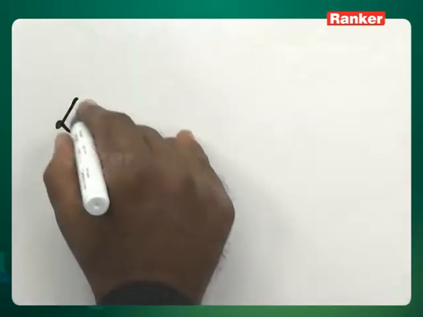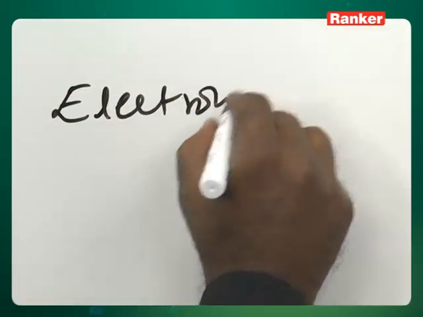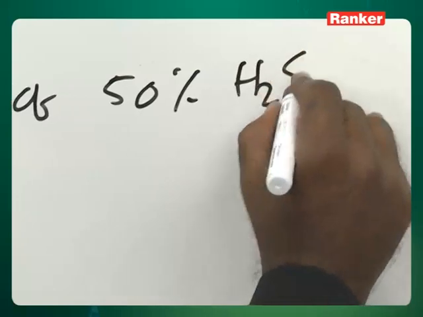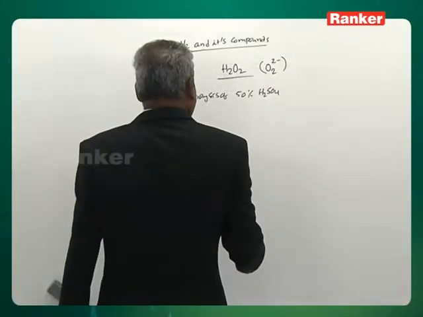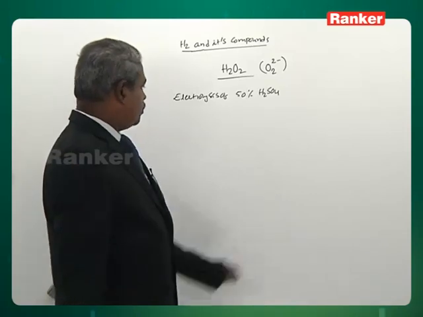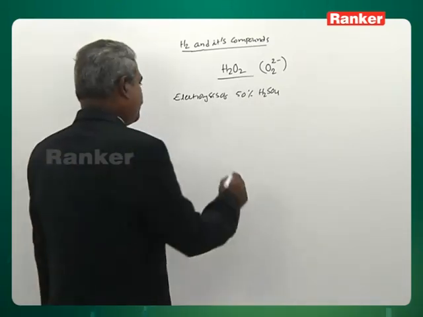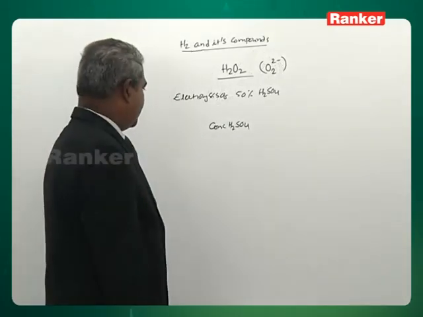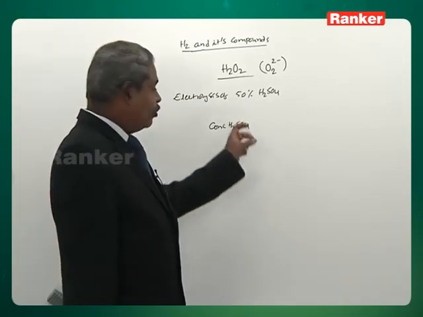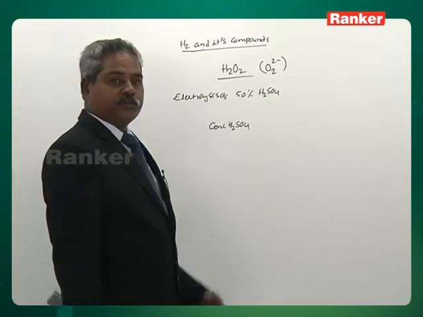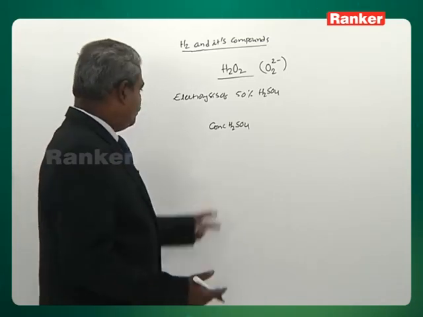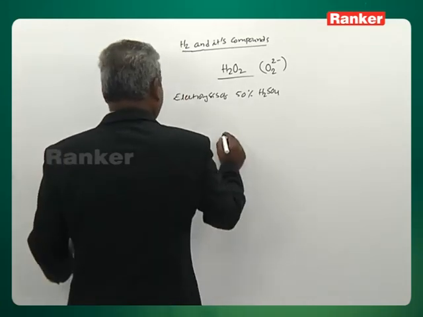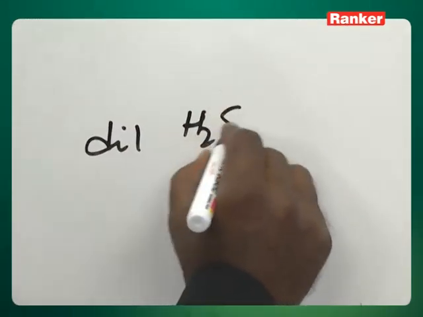prepared by the electrolysis of 50% H2SO4. Electrolysis depends on the concentration of the electrolyte. Suppose you take concentrated H2SO4. What do you mean by concentrated H2SO4? It doesn't contain much water. No water, no ions, no electrolysis. Concentrated H2SO4 means ionization will not be there. And dilute H2SO4 is nothing but water.